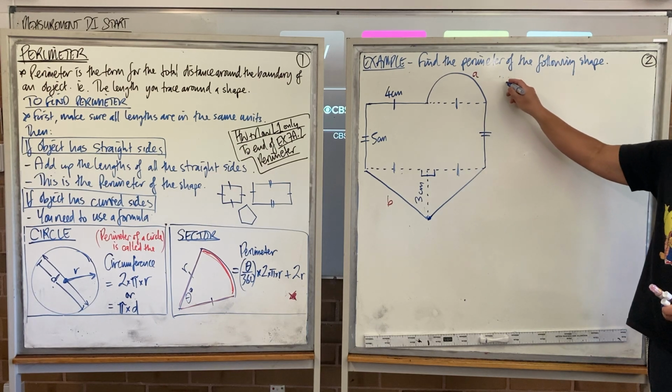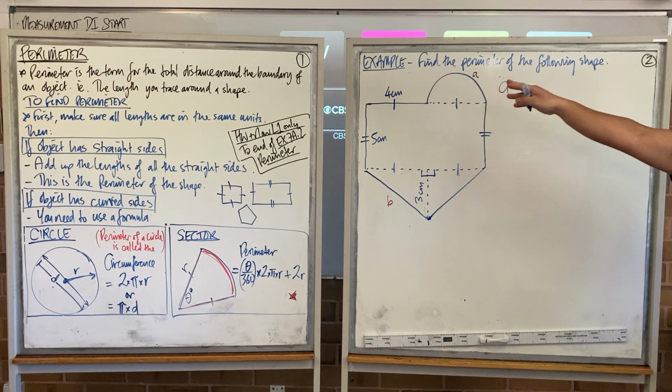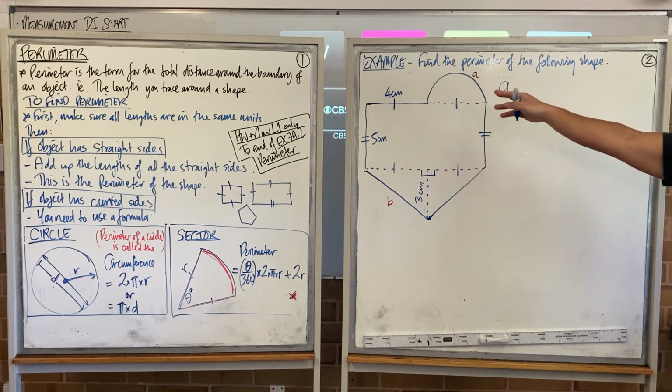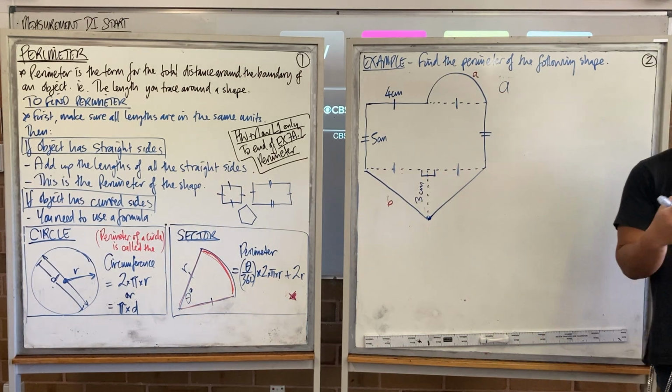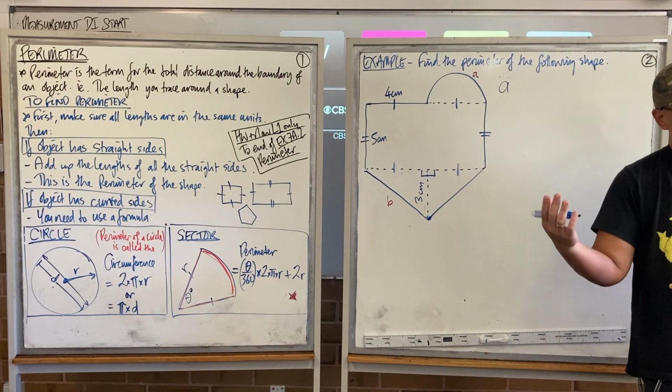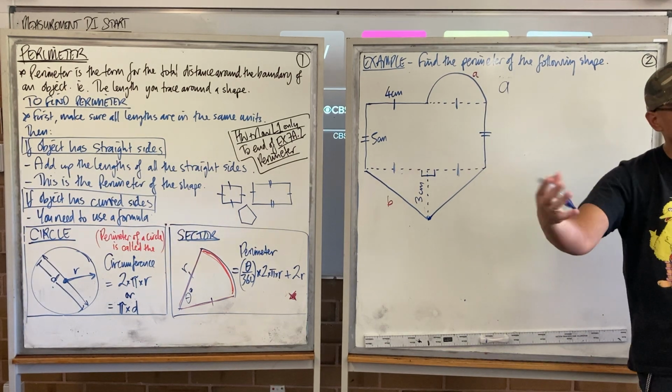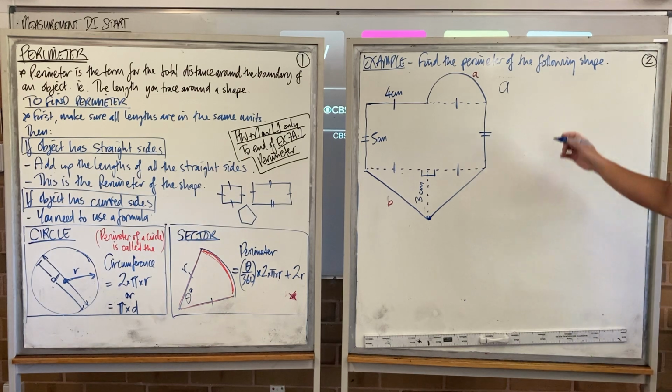So A. What shape is A? Is that a rectangle or is it a circle or something? Semicircle. It's a semicircle. I've only given you a formula to find the circumference of a whole circle. But can I find the circumference of a whole circle and divide it by 2? Yes. Okay? So A.